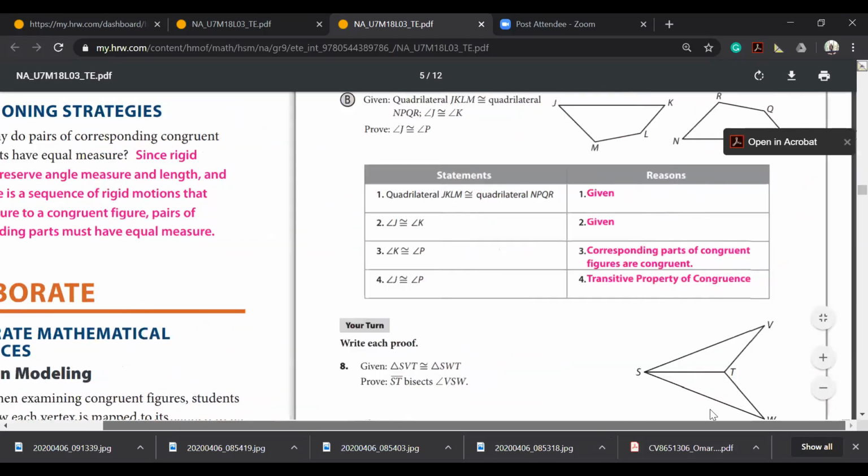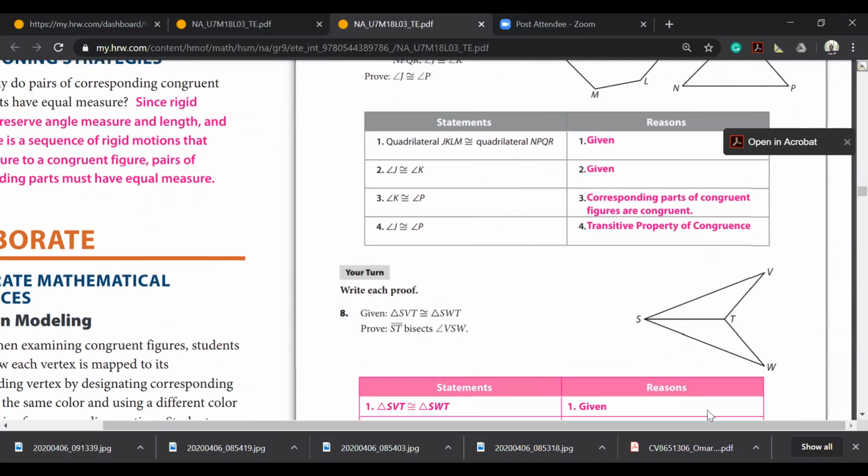I left for you question 8 yesterday, or we did it? I think we did it, right? I think we did it. So let's check question 8.